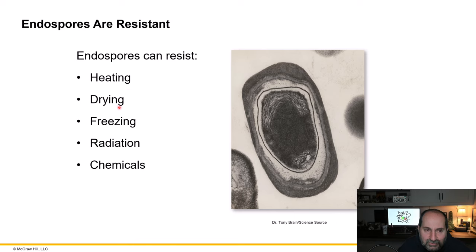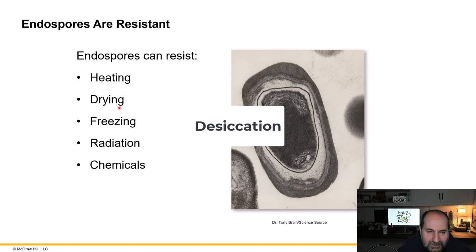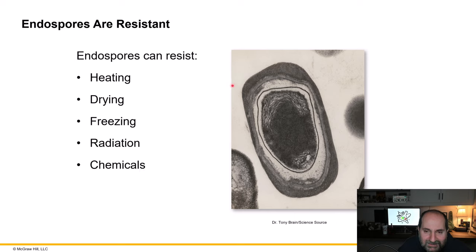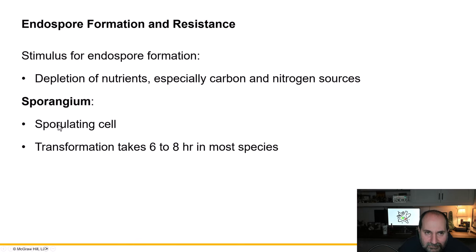Endospores are resistant to drying out, or what's known as desiccation. Endospores are resistant to freezing conditions. They're resistant to some level of radiation, for example, UV radiation. They're resistant to chemicals, many chemicals, not all chemicals, but most chemicals. These little seeds, these little endospores, are highly, highly resistant to the environment.